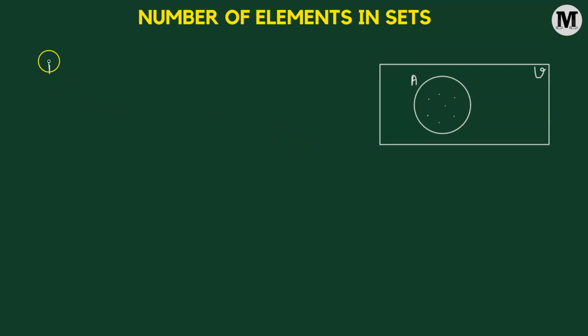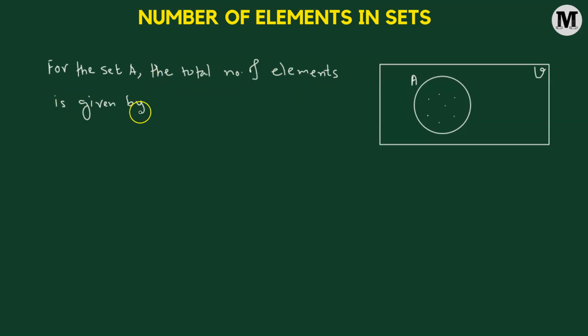Now, for the set A, the total number of elements is given by a notation. We'll use little n, and within parentheses we're going to write A. This means that we are considering all the elements of the set A. Here there's a requirement that A has to be a finite set. Only then does this particular notation make sense.